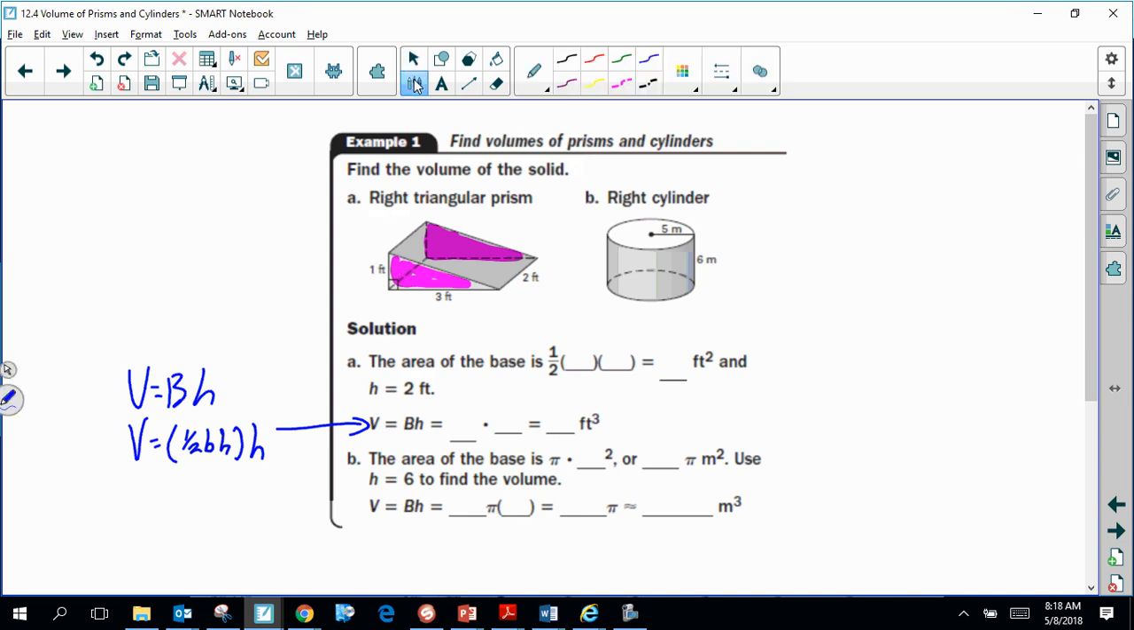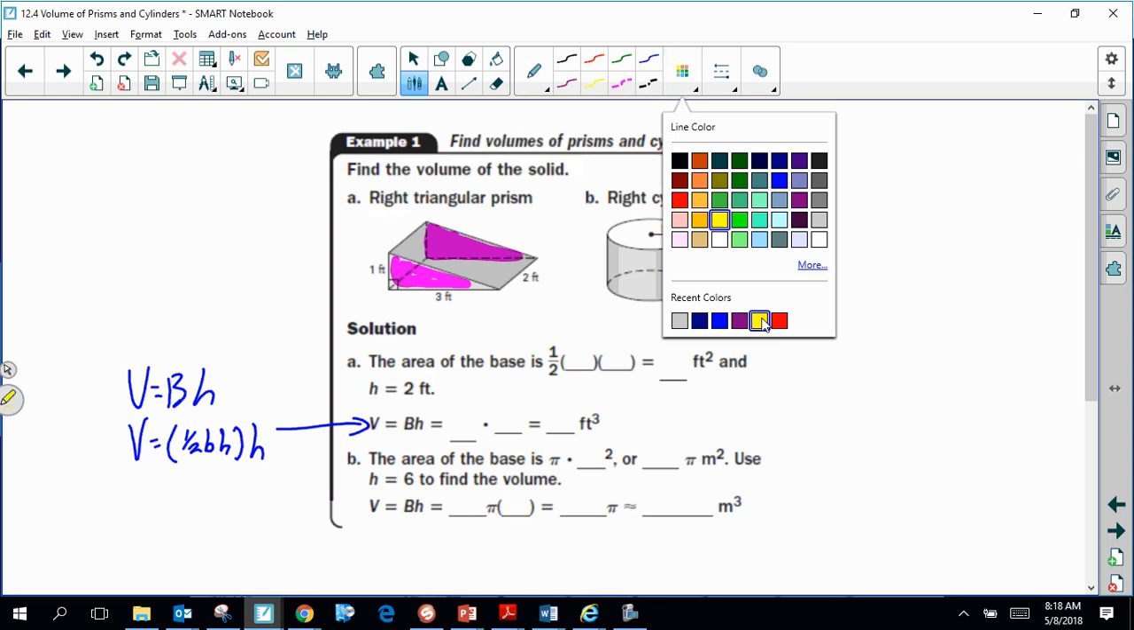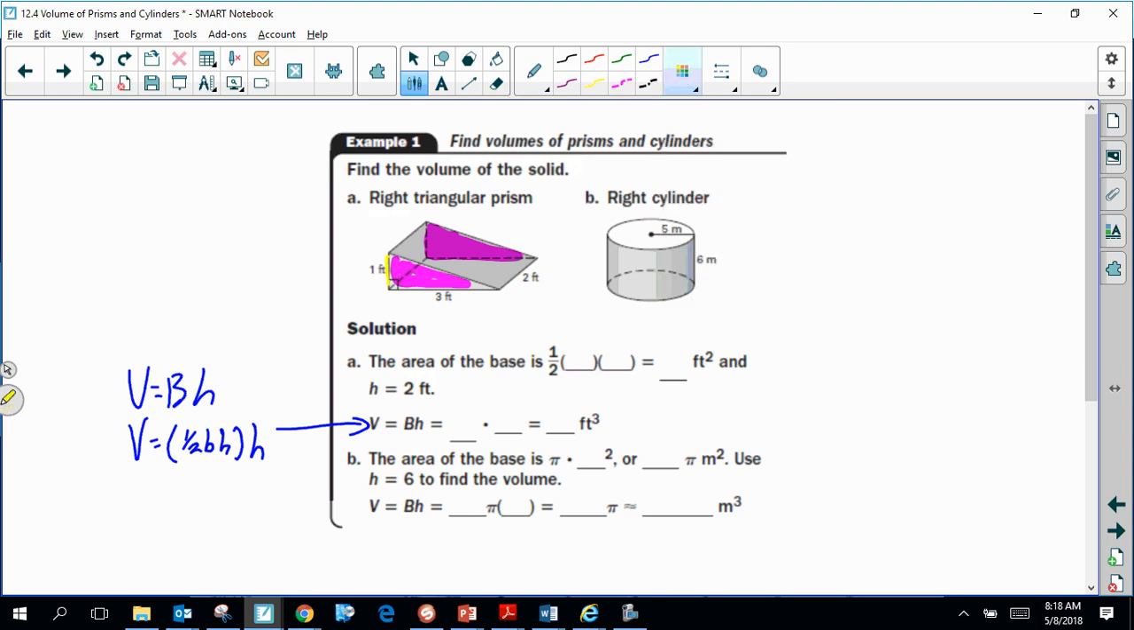The base and the height, let me pick a color here, the base and the height are the two legs of the right triangle. So we can just use those and say the area of the triangular base of the prism is 3 over 2 or 1.5. So the volume of the prism is going to be the area of the base multiplied by the height of the prism, which in this case is 2.